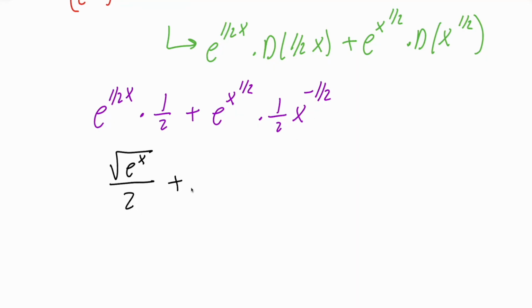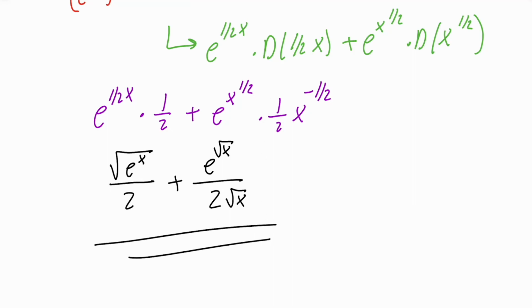Same thing, we're dividing by 2. And this piece right here is the same as e raised to the square root of x. And then this piece is x^(-1/2). That's the same as we could divide by the square root of x. So this right here is our final answer, and that's all we need to do for this problem.